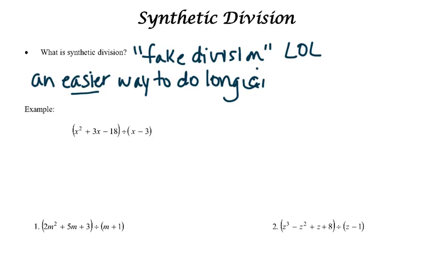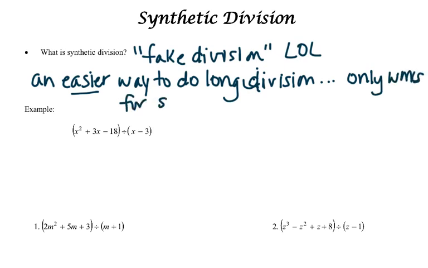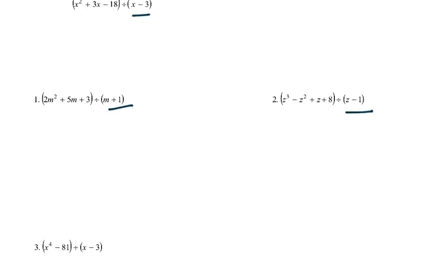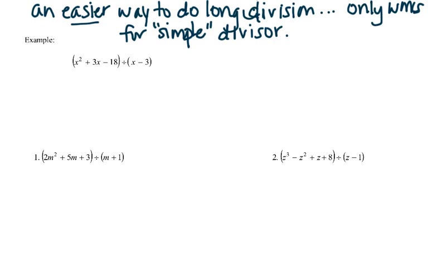Well, it really only works when you have simple divisors. And what do I mean by a simple divisor? If you look at all the things that are being divided by, here it's being divided by x minus 3, m plus 1, z minus 1, x minus 3. It's always just a plain variable, right, and then a number. So that's what we mean by simple divisors, and we're only going to ask you to do synthetic division with simple divisors.